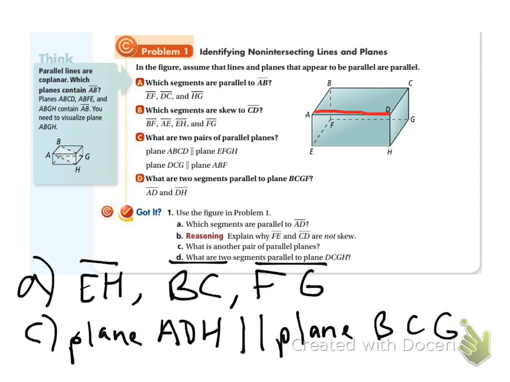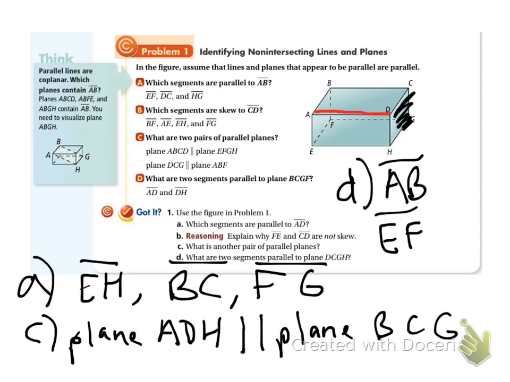And then what are two segments parallel to plane DCGH? Let's write it up here. So AB is parallel. So AB is the top over here, and that's parallel. And also EF is parallel.